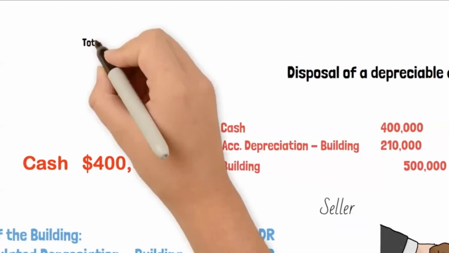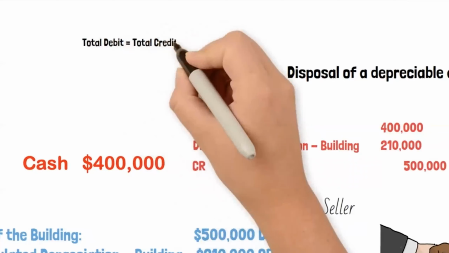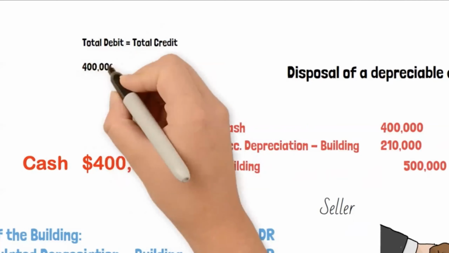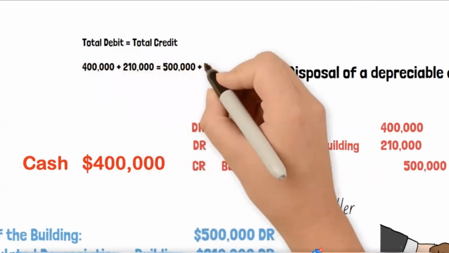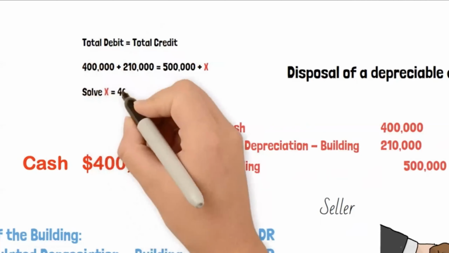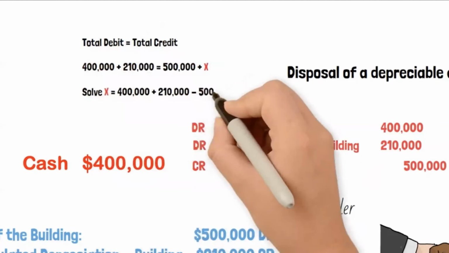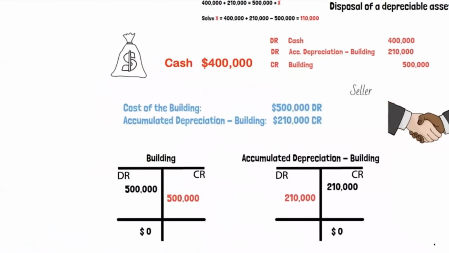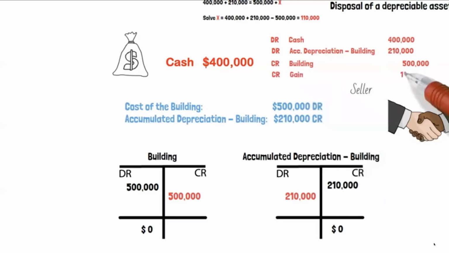Now, as we know, for each journal entry, the total debit has to equal the total credit. Total debit equals 610,000. It's more than 500,000. The difference is 110,000. So that's the additional credit we need to make. And that's going to be a gain on the disposal, 110,000.